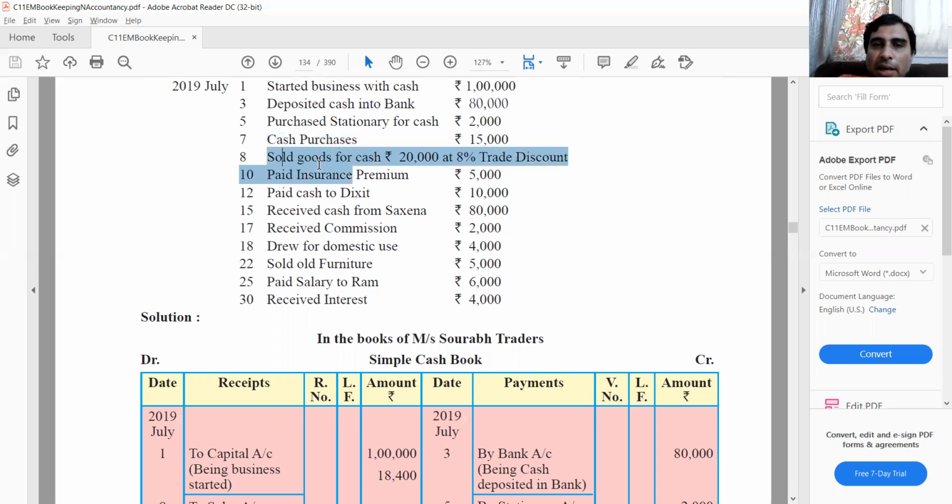Sold goods for cash 20,000 at 8% trade discount. We'll calculate the amount later, but when you sold goods, you received money, so it is going to be on the left hand side, the debit side. Now, trade discount means you will not receive 8% of this money.